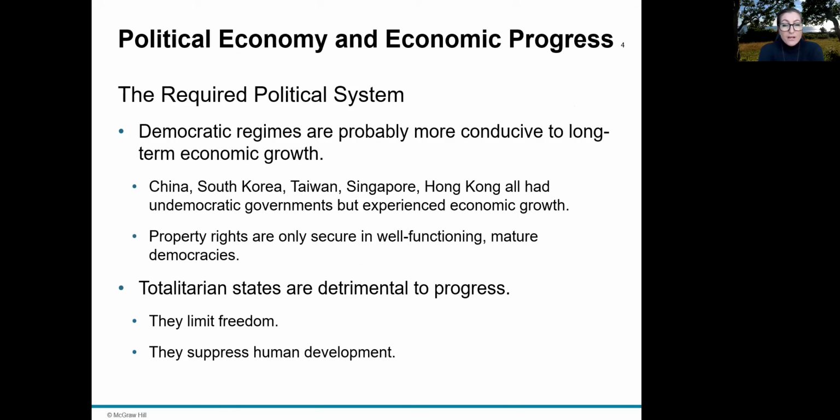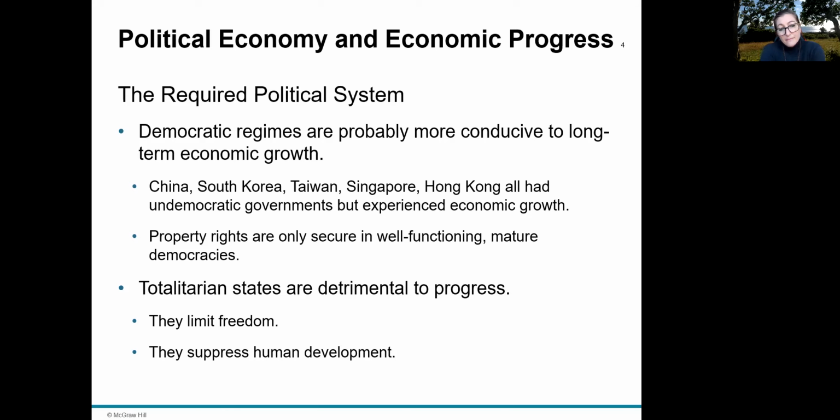So democratic regimes are probably more conducive in the long term for economic growth, but we've seen evidence to the contrary. China, South Korea, Taiwan, Singapore, for example, these are undemocratic governments, but have demonstrated economic growth regardless. So property rights, we recognise, are only secure in well-functioning, mature democracies. In other types of political systems, property rights are not as secure.